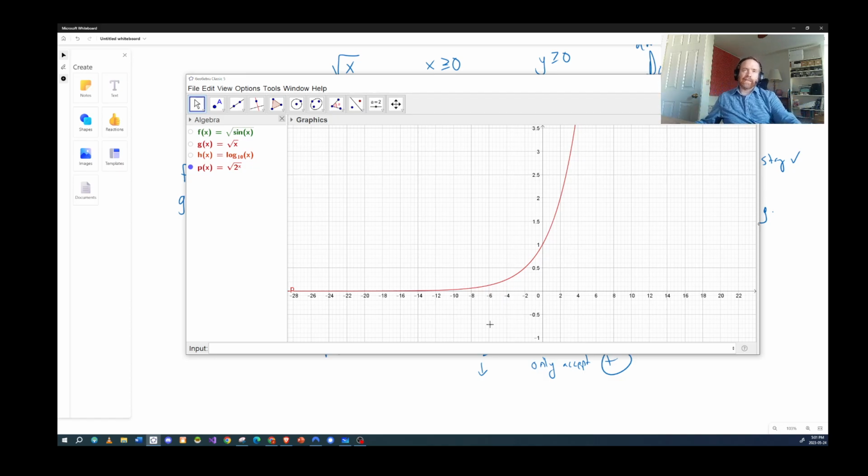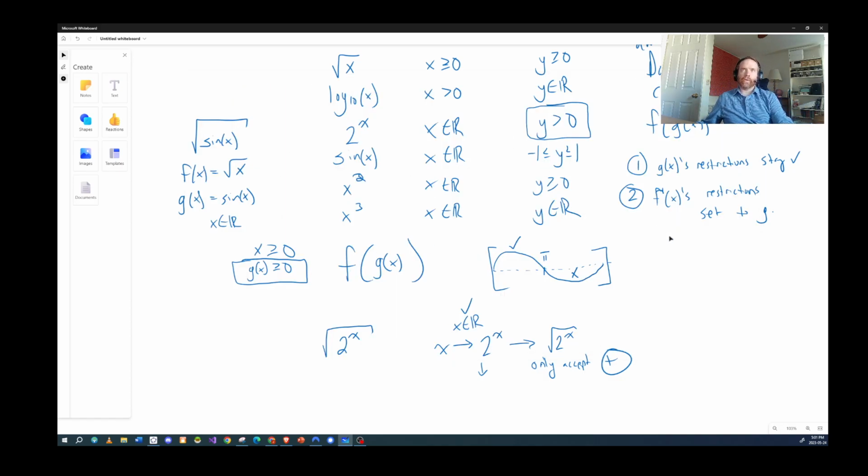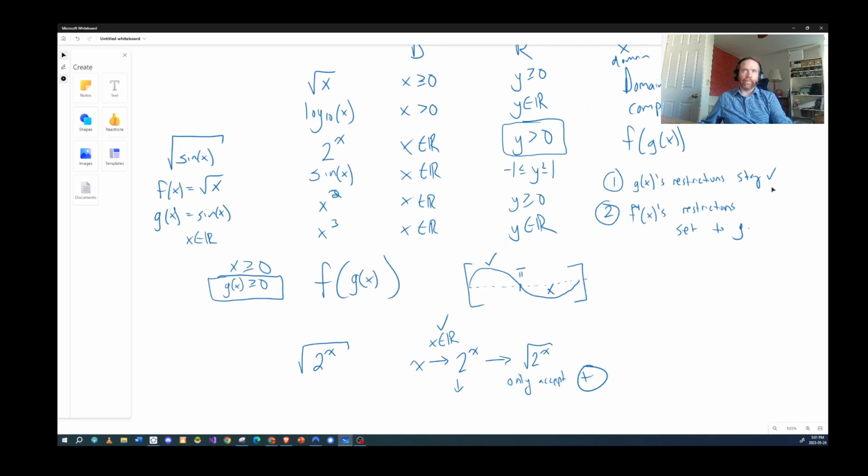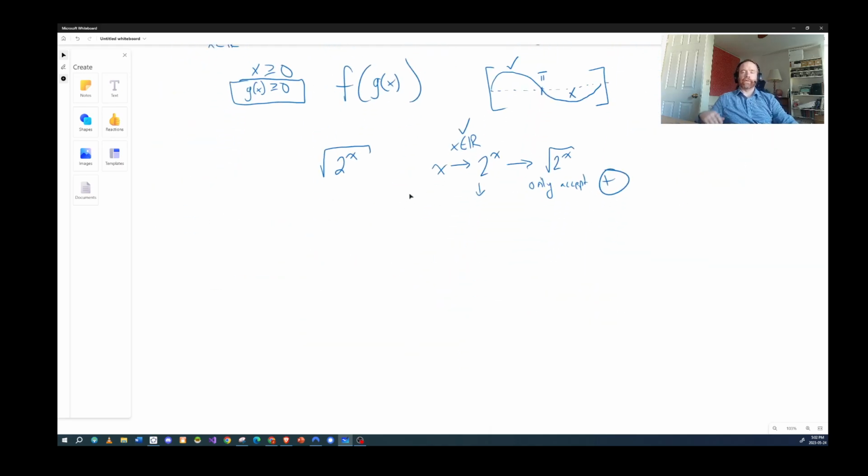Okay? Now, this is a really, really important idea about the domain of a composite function. It's very difficult to intuit this. You really have to process it and think about it more deeply, right? You need to find the restrictions on the inside function, and then you need to find when the inside function violates the outside function's restrictions.